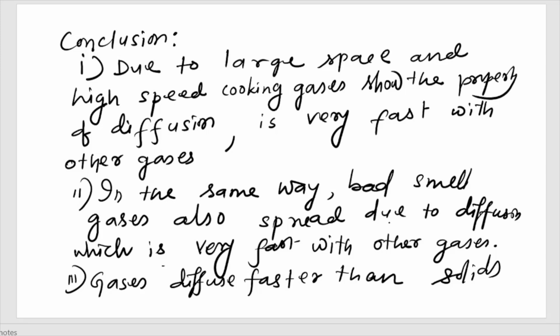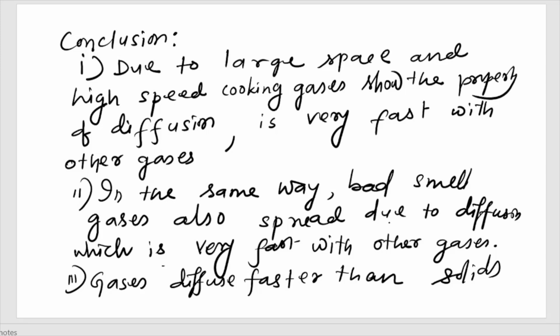Due to large space and high speed, gases show the property of diffusion. You know, there is a large space between one particle and another in gas form, and they also have high speed, hence diffusion. So you can feel the smell from the cooking room. The movement is very fast with other gases, that is diffusion. In the same way, a bad smell also spreads due to diffusion, very fast with other gases.